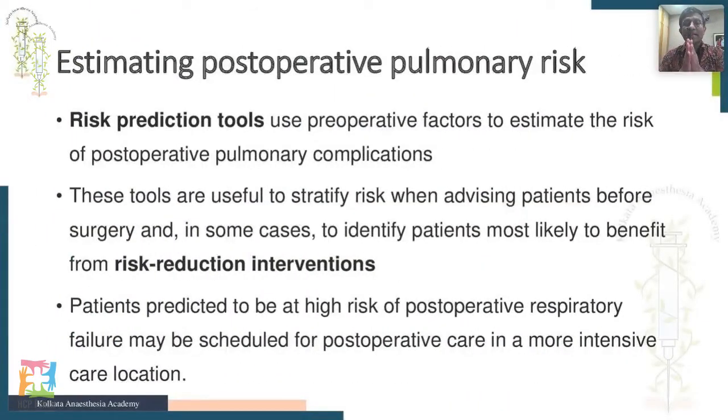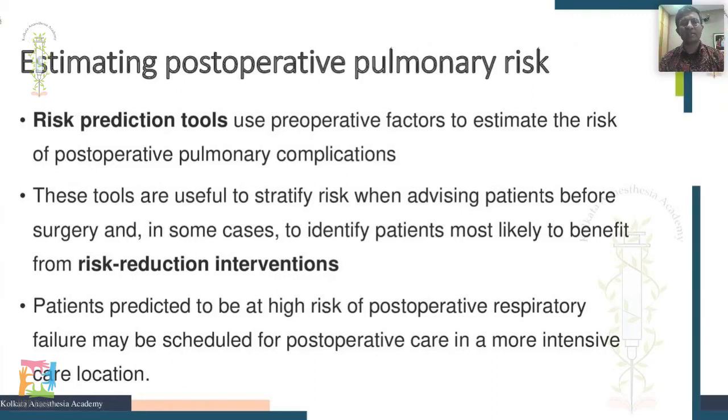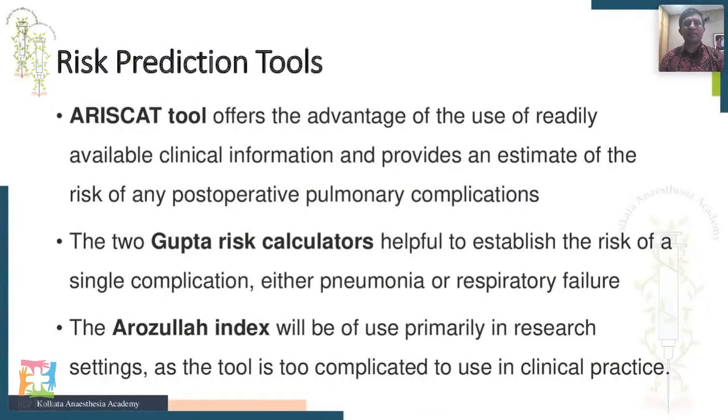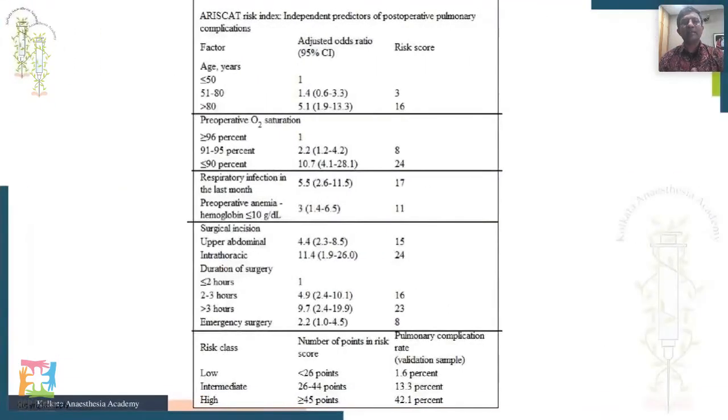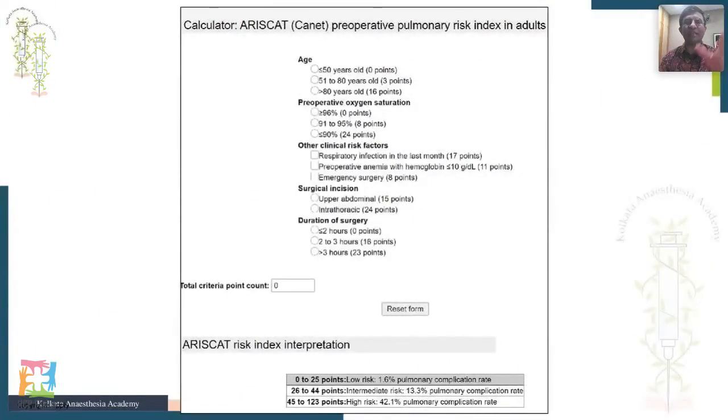So, estimating postoperative pulmonary risk, you use certain risk prediction tools, and this gives you an objective idea, and then based on that you can have certain risk reduction interventions. So what are the risk prediction tools? These are available on the net. Please have a look at it. The ARISCAT tool by Canet, again from Harvard Medical School, is possibly the easiest to use, and I find it pretty useful. It's free, it's online, you can use it. Then you have the Gupta indicators and the Arozullah index. This is how the ARISCAT risk index looks. These are the parameters.